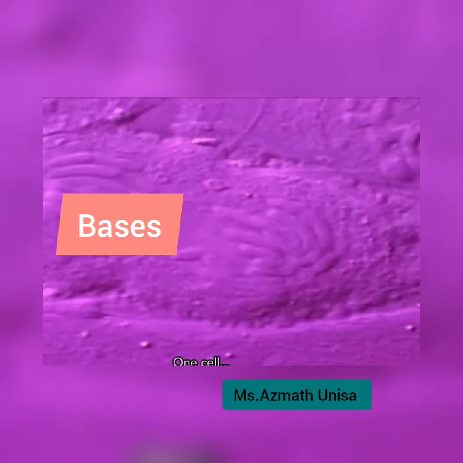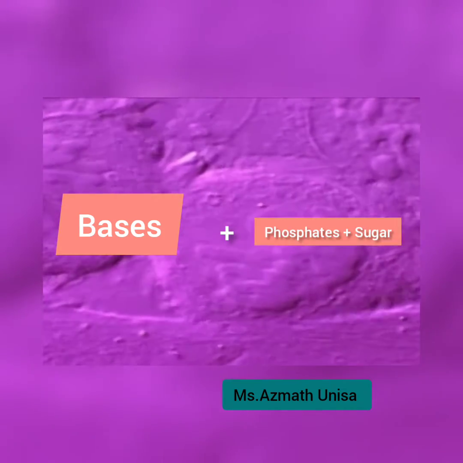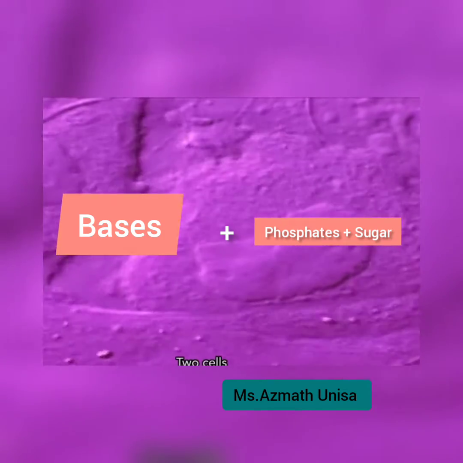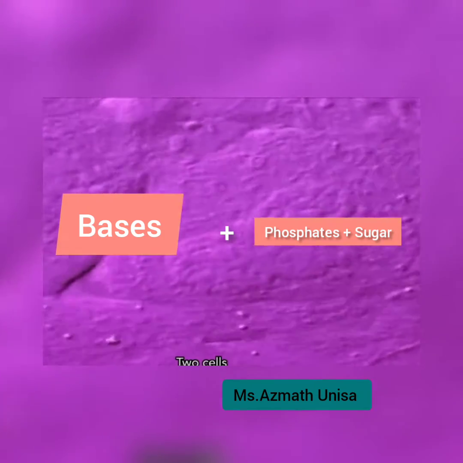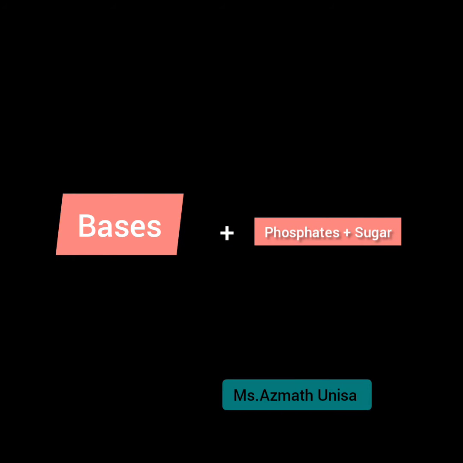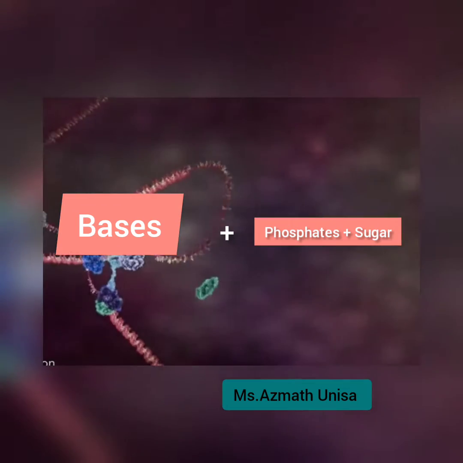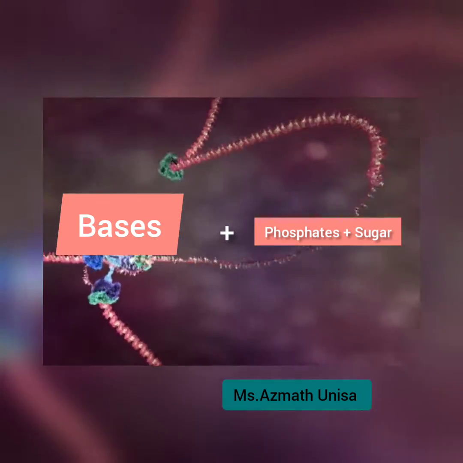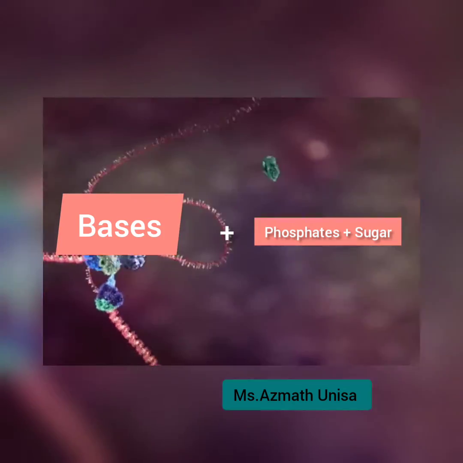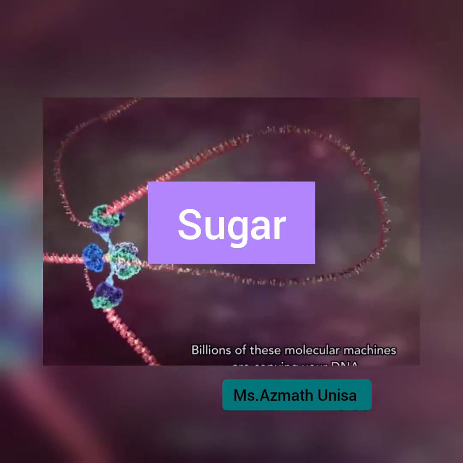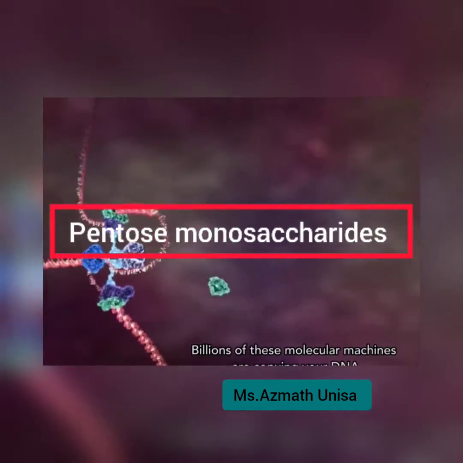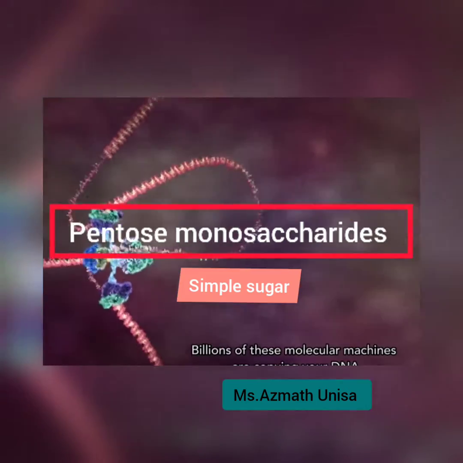The bases can combine with phosphates and sugar depending on how they are formed and serve as free nucleotides, in which they affect cell function, or these nucleotides can bond with one another based on their molecular structure to form the nucleic acid. Coming to the pentose monosaccharides, that's nothing but a simple sugar.